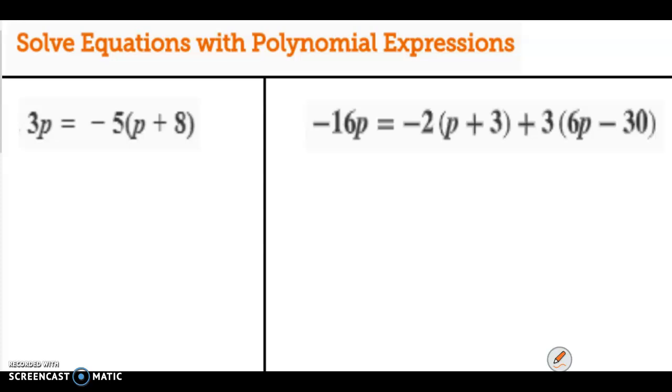So now the way that this is going to end today, we're going to take this multiplying monomials and polynomials, and we're going to apply it to solving equations. So this is very similar to something you've done before. We're just adding an extra step in there.